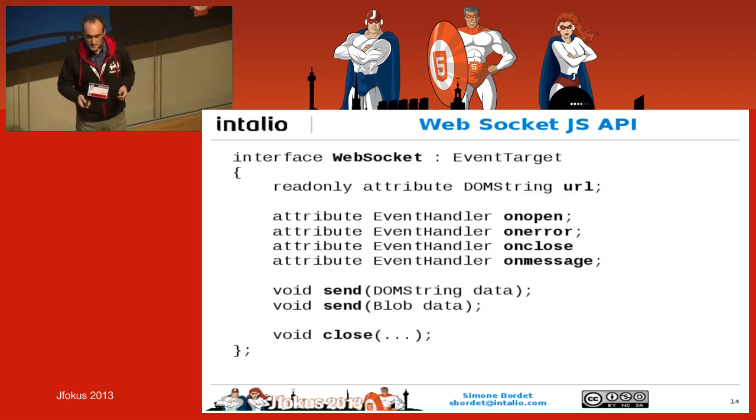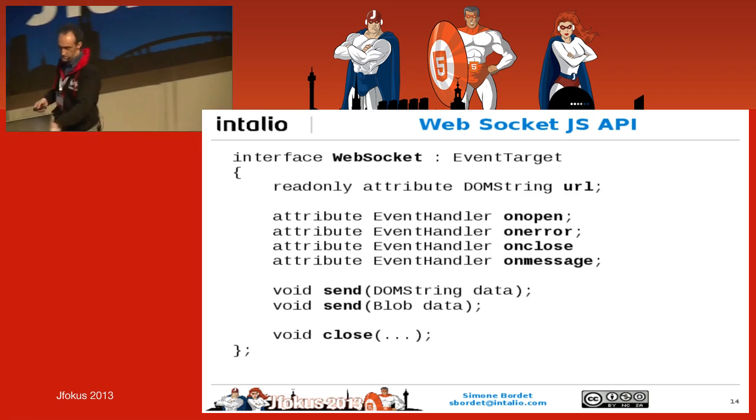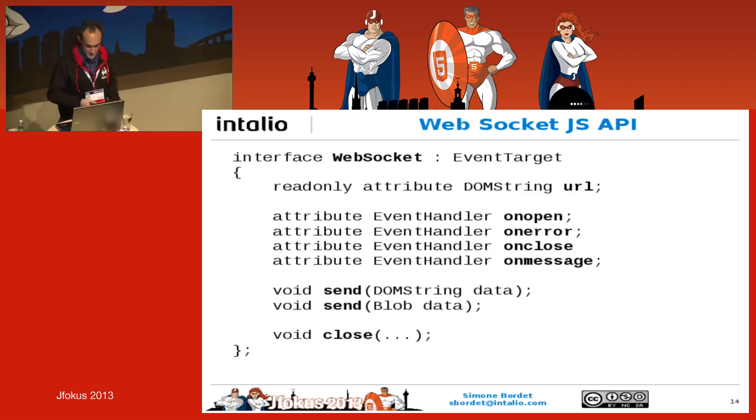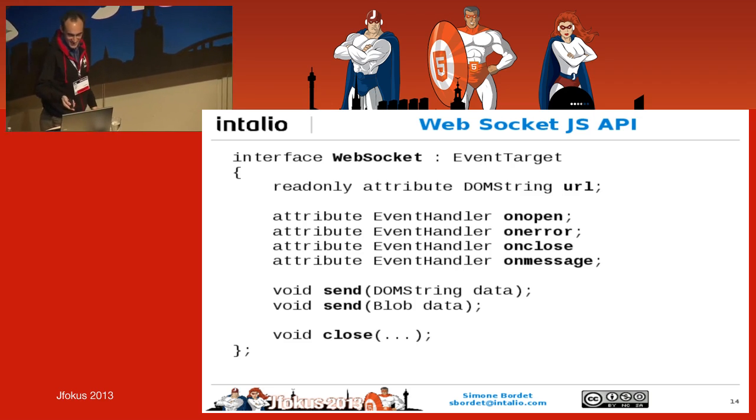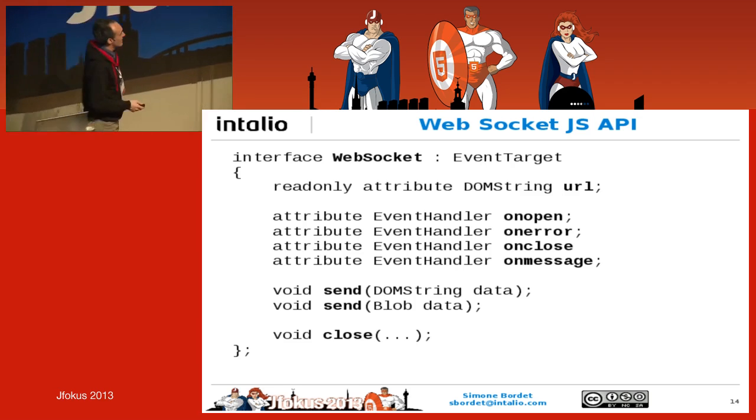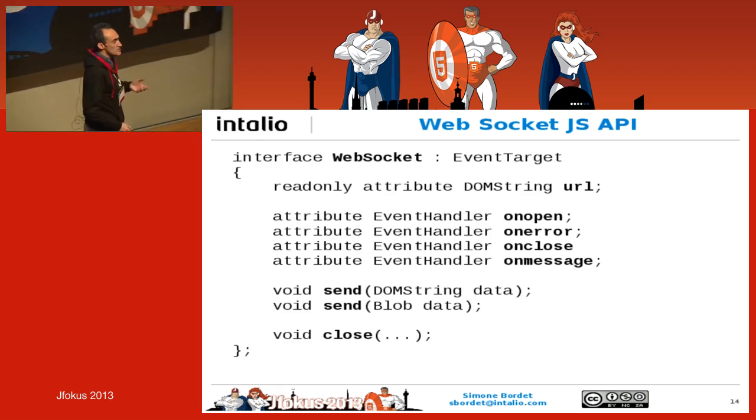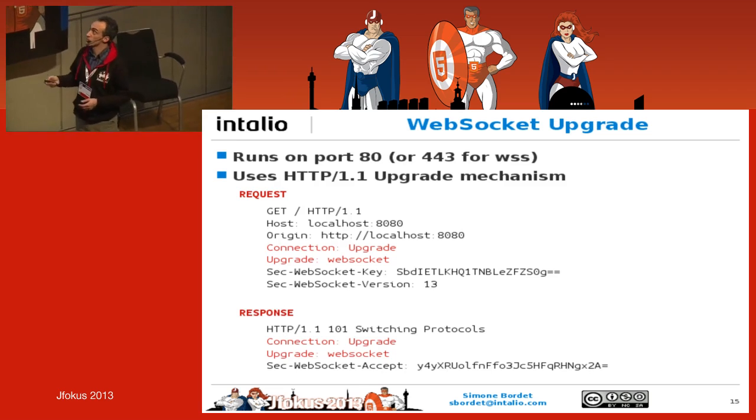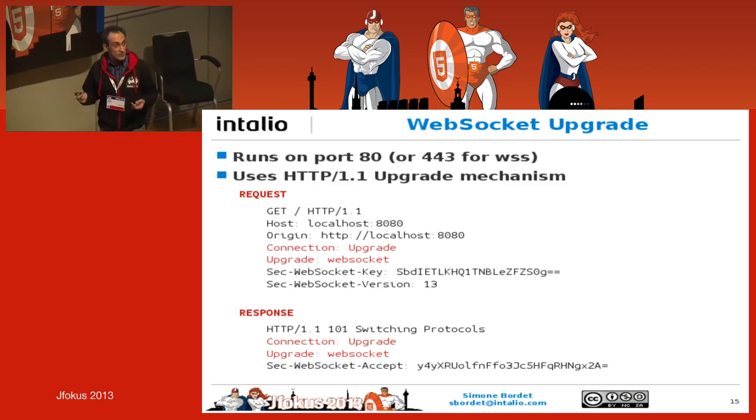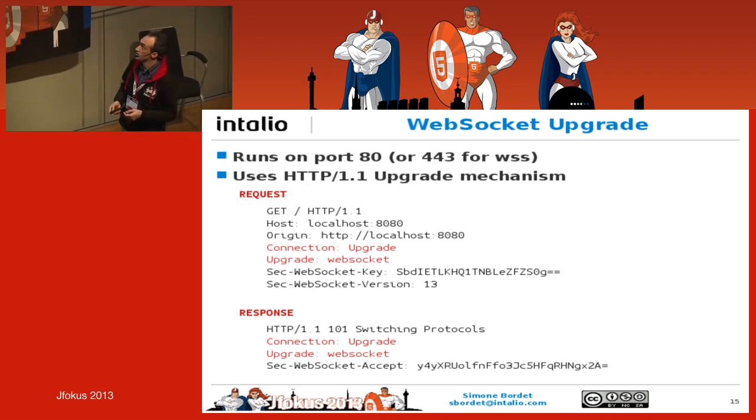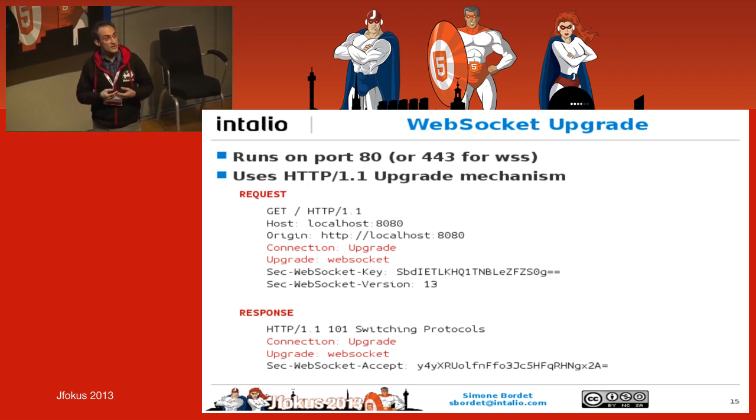How does it work? It works in this way. WebSocket runs on the same ports that HTTP uses. It runs on port 80 if you're talking plain text, or it runs on 443 if you're using TLS and you're encrypting WebSocket. The initial step of a WebSocket web application is HTTP.